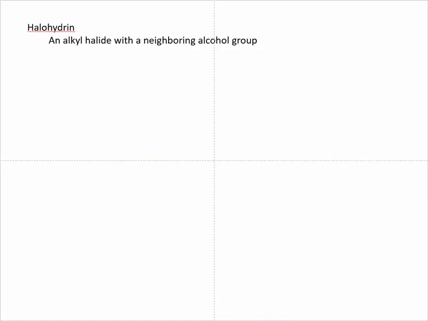So what in the world is a halohydrin? A halohydrin is an alkyl halide that has an alcohol group as a neighbor. They have to be right next door to each other. So the alcohol is 1 carbon removed from the alkyl halide. Obviously, they could also be in this kind of pattern. This is also a halohydrin. They just have to be 1 carbon next door to each other. So what do you think is going to happen if we react these with strong bases?